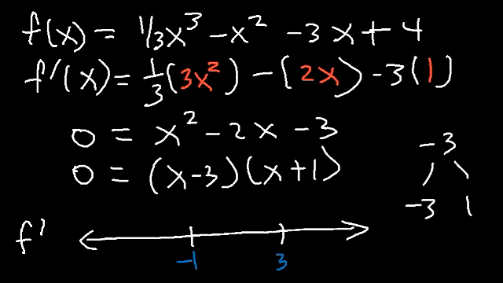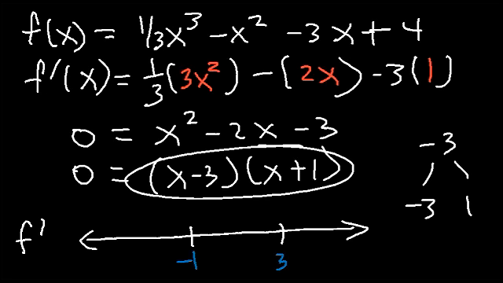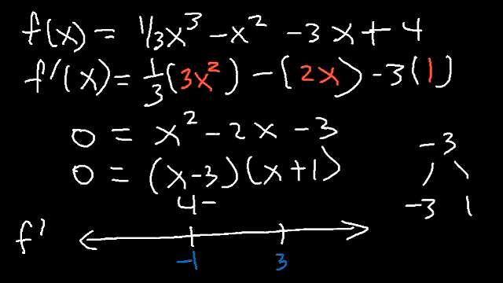Let's try 4. If we plug 4 into the factored form of the first derivative, is it going to be positive or negative? 4 minus 3 is positive, and 4 plus 1 is positive. If you multiply two positive numbers, you're going to get a positive result.